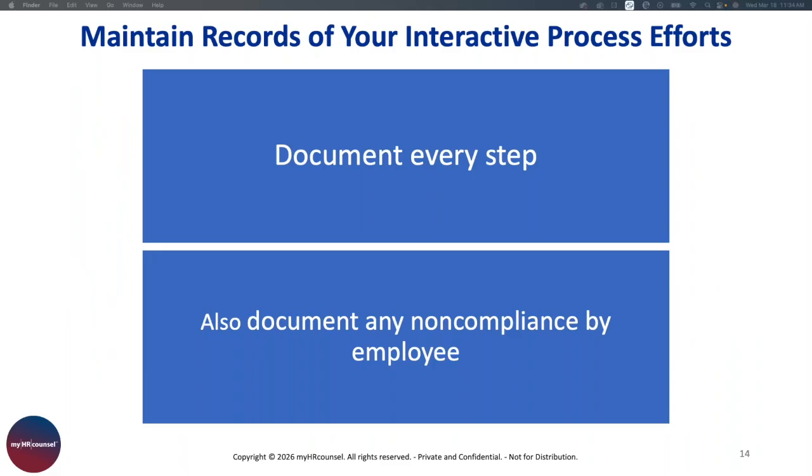Be sure as an employer that you're maintaining records of your interactive process efforts. You want to document every step of the interactive process from the initial request through the accommodation selection and then implementation of that reasonable accommodation, or if there's a denial of the request for an accommodation, you've got to have documentation of all those conversations with the employee, who was involved, when the conversations took place, what was discussed.